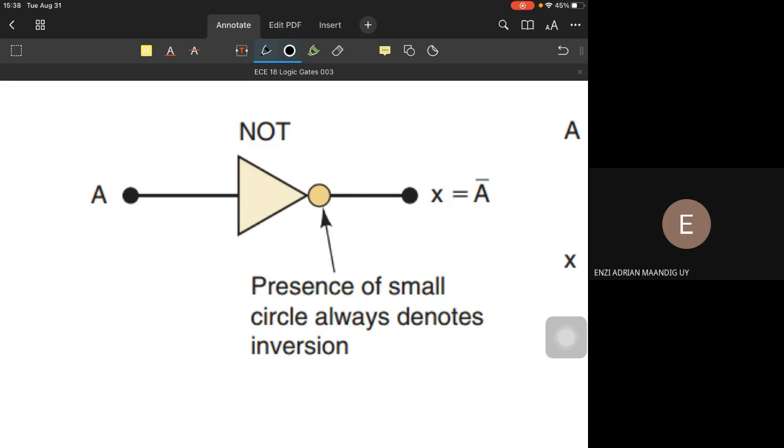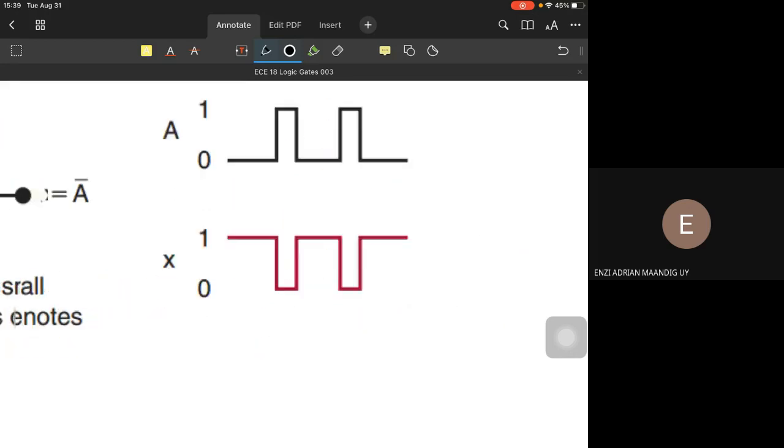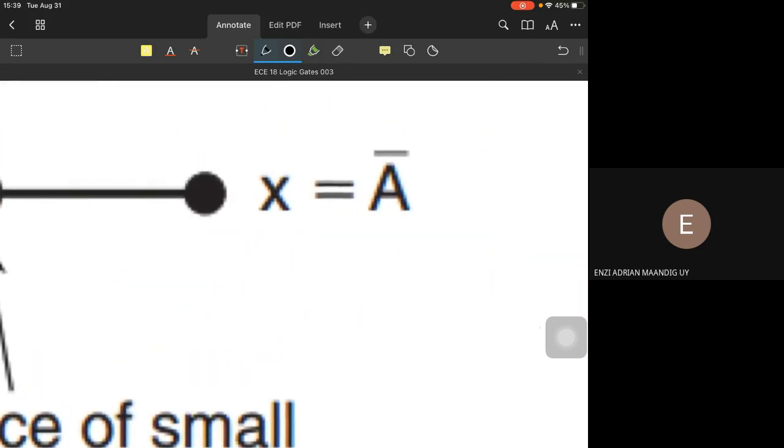Even for the NOT gate, if there is no bubble, it is just a buffer, or a unity gain amplifier. It isn't really an amplifier, it just has unity gain. So, the bubble is the main thing that indicates that it is an inverter. This is the NOT logic gate. Its equation is this one.